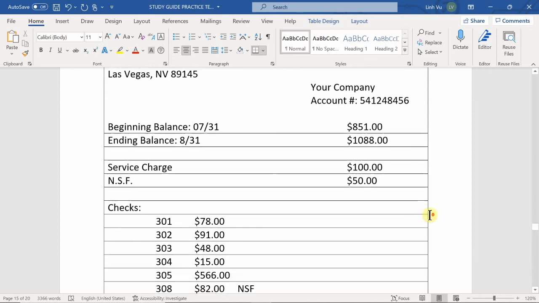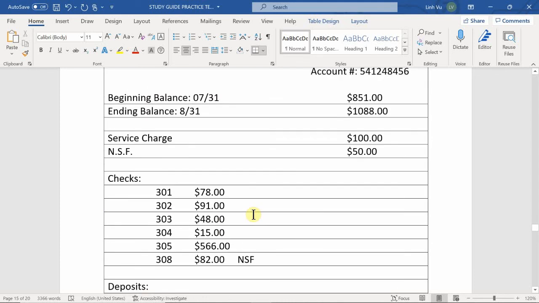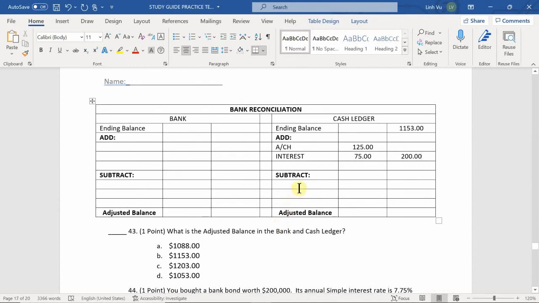In this case, it says that this was the check that was non-sufficient funds, but I didn't get the check back; it never bounced. They looked at it and said, okay, that's enough, so the bank just passed it forward. They paid for us. So I got charged for the NSF for writing a faulty check. So we have a service charge and NSF for $150 to subtract.